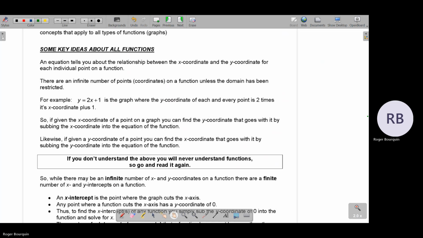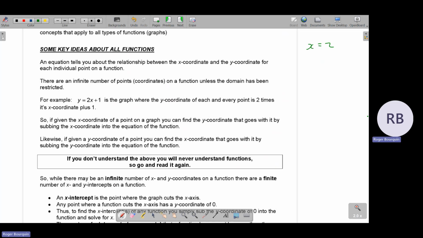Carry on, please. This is the graph where the y coordinate on every point is 2 times its x coordinate plus 1. So when you read these equations, every y coordinate is 2 times its own x coordinate plus 1. So what does the graph x is equal to 2 mean? It means the graph where for every single point the x coordinate is 2, which produces a vertical line. Right. Carry on, please.